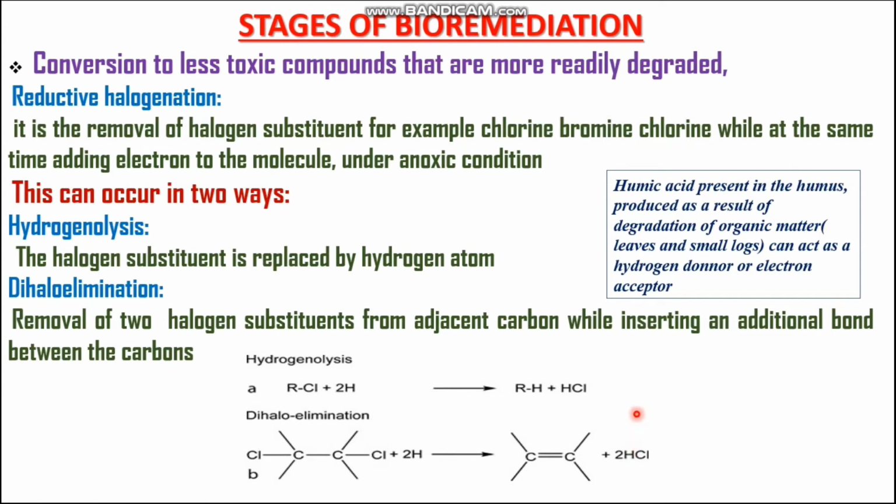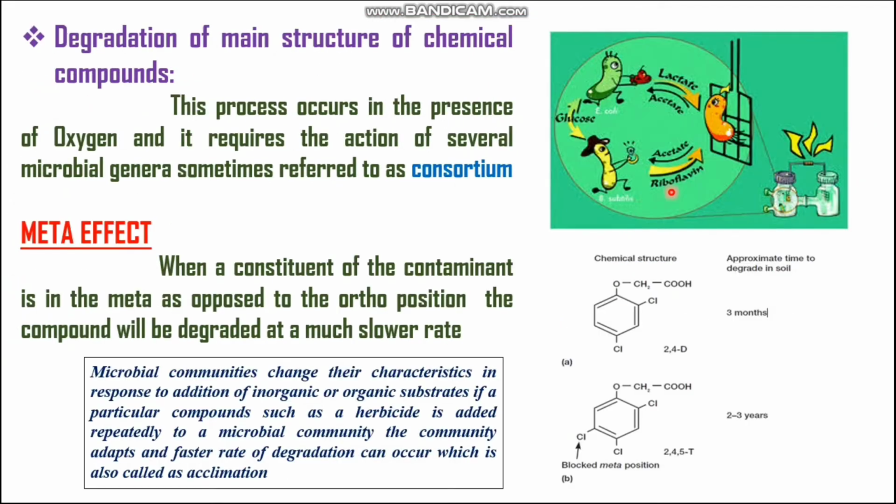because humus has humic acid, which can help increase the activity of the first stage of bioremediation, because it can act as a hydrogen donor or electron acceptor in this process. That's all about the first stage of bioremediation.